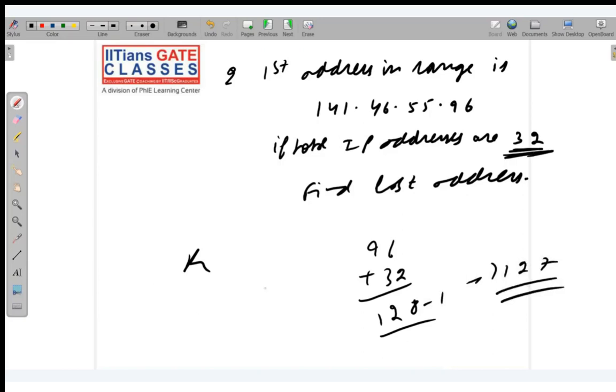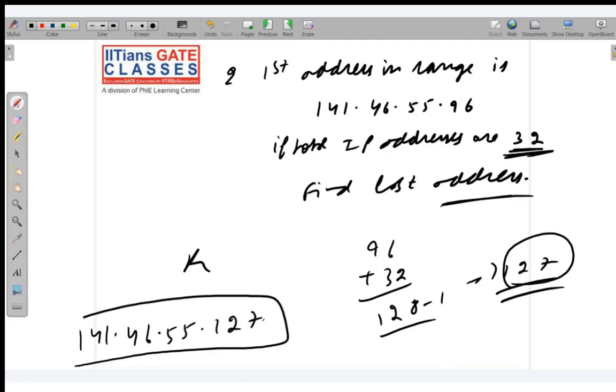So okay, let me write it. Last address, na? So last octet will be 127. So the final answer will be 141.46.55.127. This is my answer. Done, sir. Yes. Okay. So let me jump to the next slide.